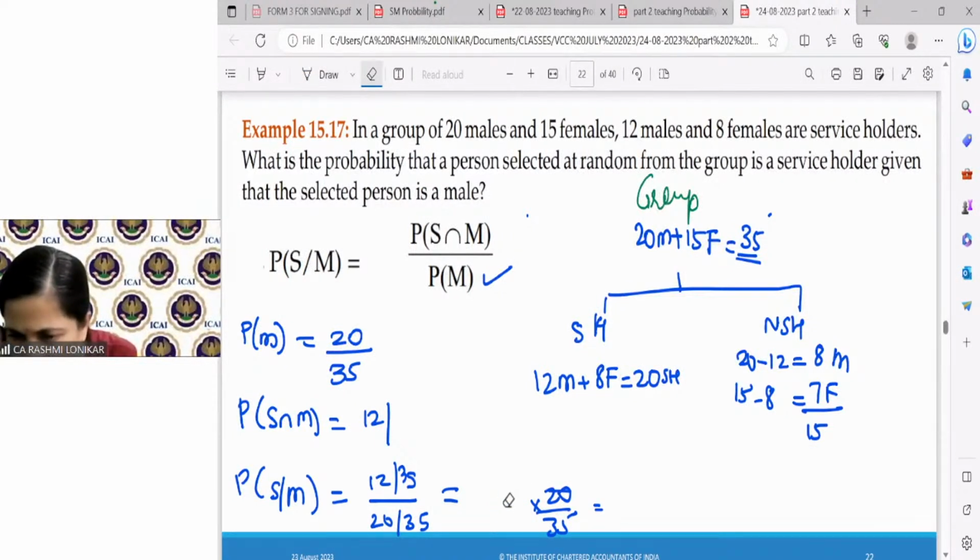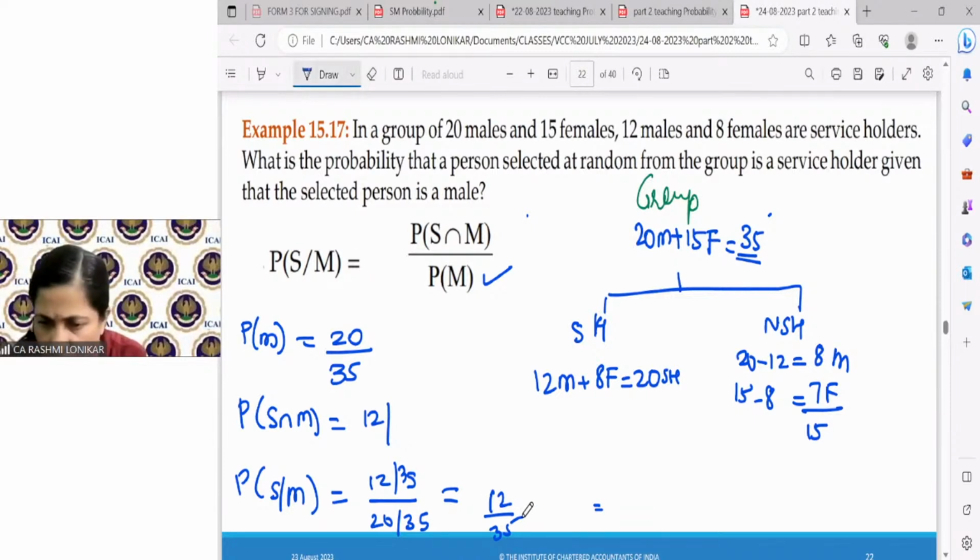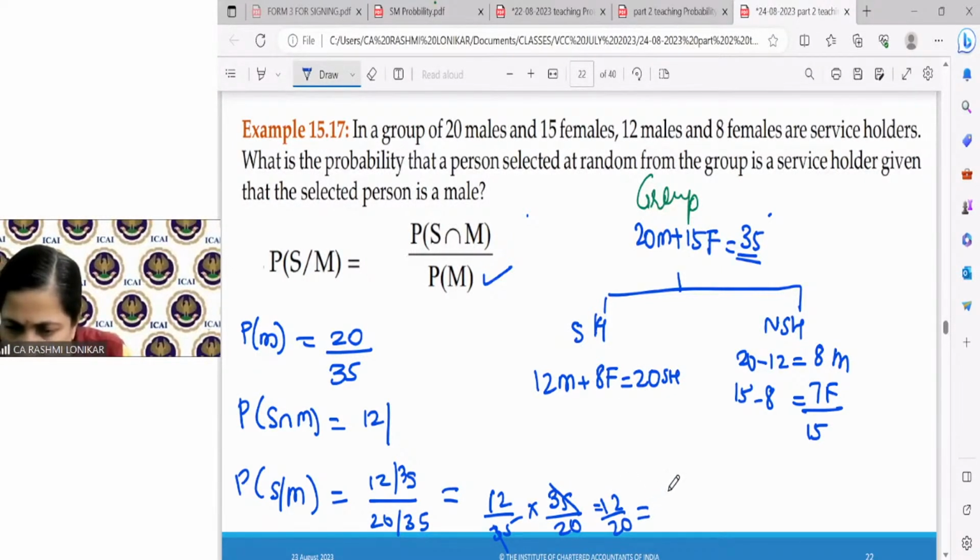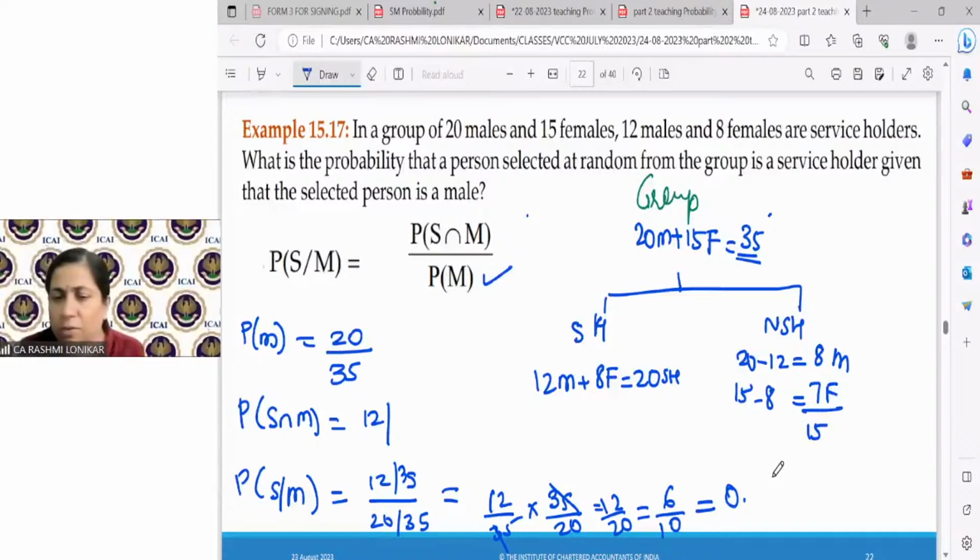Okay, so this number is 12 upon 35, and this will flip. So you have 12 upon 35 into 35 upon 20. So this 35 will get cancelled. This is 12 upon 20, which is equal to 6 upon 10. So it will be 0.60. Okay, it will be 0.60.